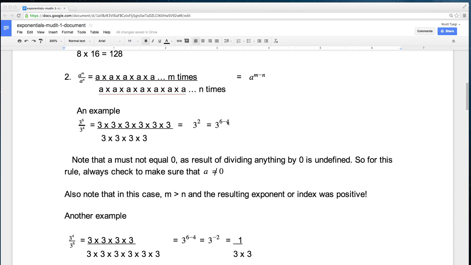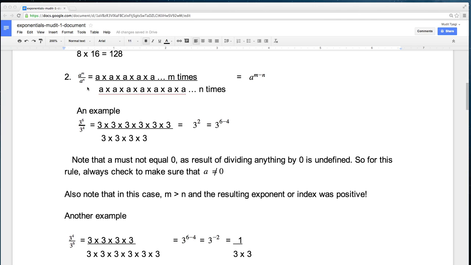Again, building confidence in the rule that we wrote up here, that if you have a to the power of m divided by a to the power of n, you get a to the power of m minus n. Now, a couple of things.